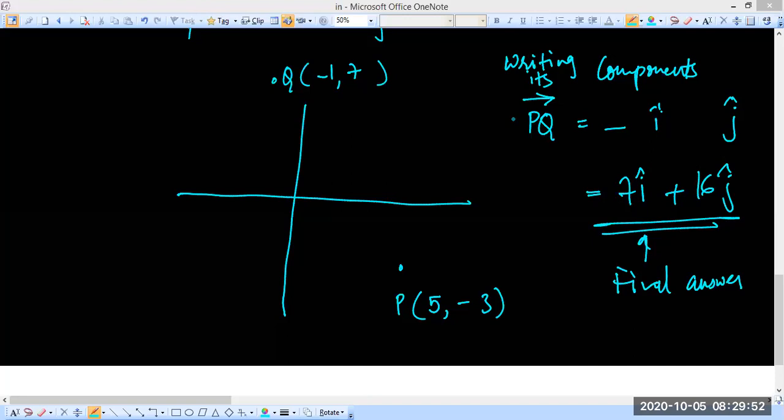I will not consider that answer. There is no comma anywhere. If you write i caret j caret, there is no comma anywhere. Okay. No, it is wrong. Raj, your answer is wrong.